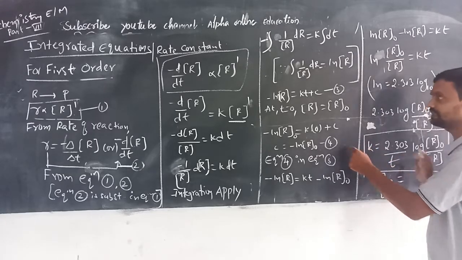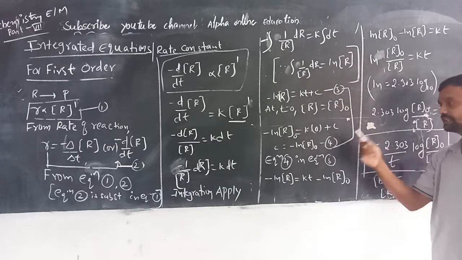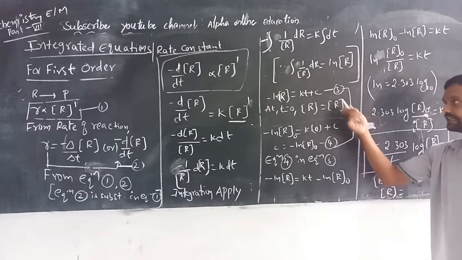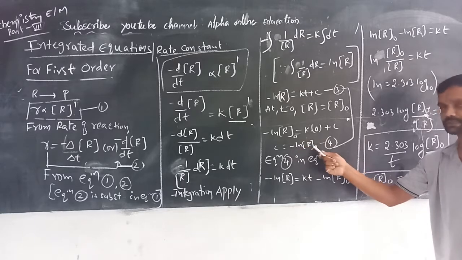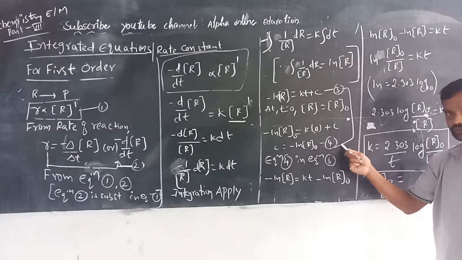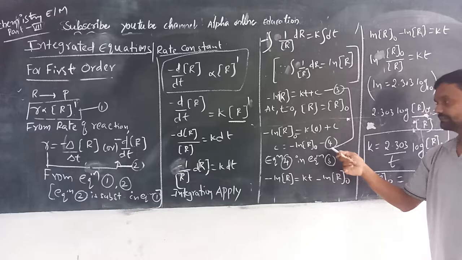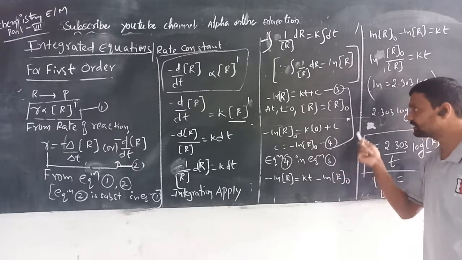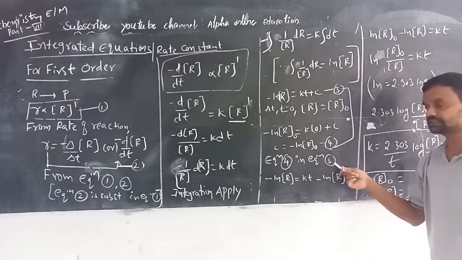When we observe equation 3 and equation 4, in equation 3 the C value will be present, and in equation 4 the C value will be present. So the C value in equation 4 is substituted in equation 3.